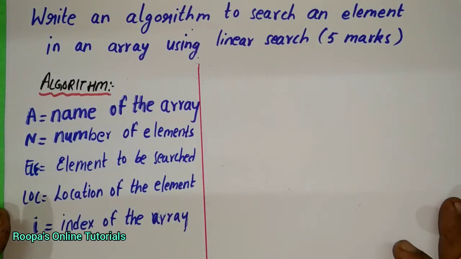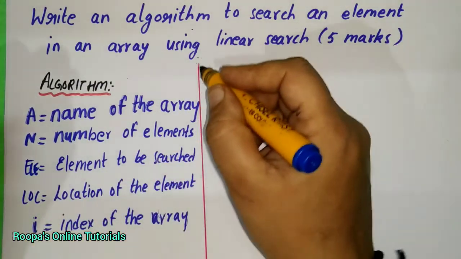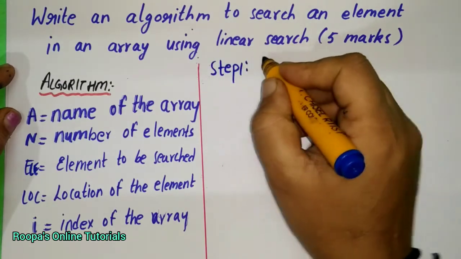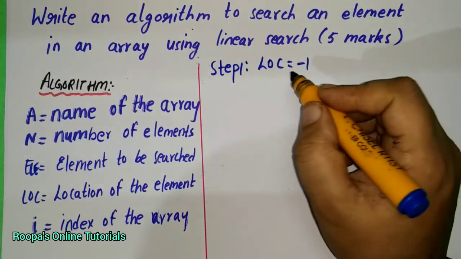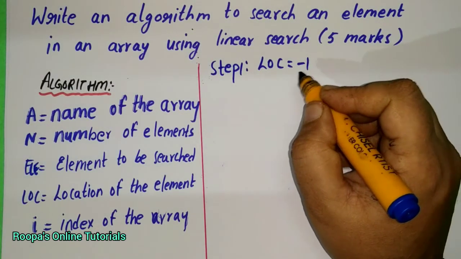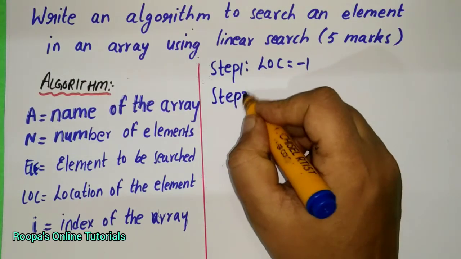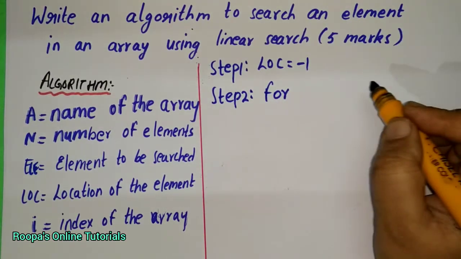Is this clear? So now, as I told you, algorithm is a set of steps. We'll start writing the algorithm for this. So here, step 1, initially I am setting the location to -1 because I want to start it from the first element, which is 0. Okay, so I have set it to -1. In step 2, what we have to do? We have to use the for loop, because we have to traverse the array from the beginning to the end.